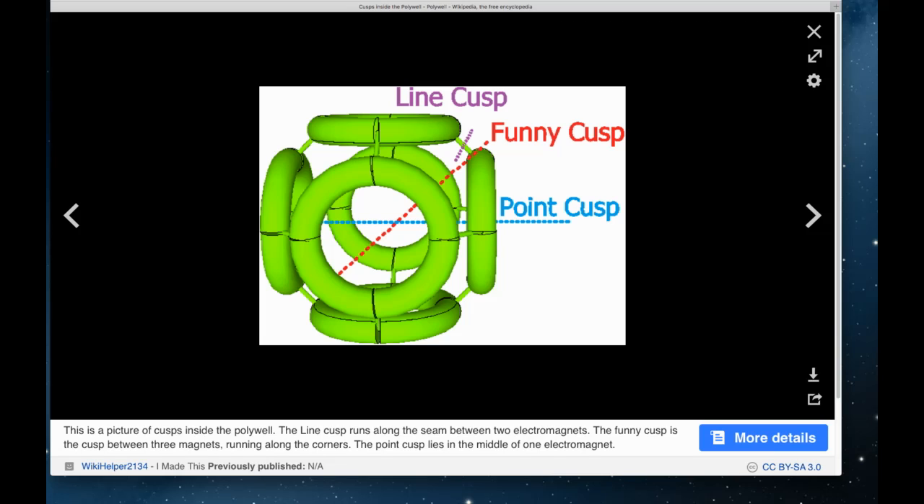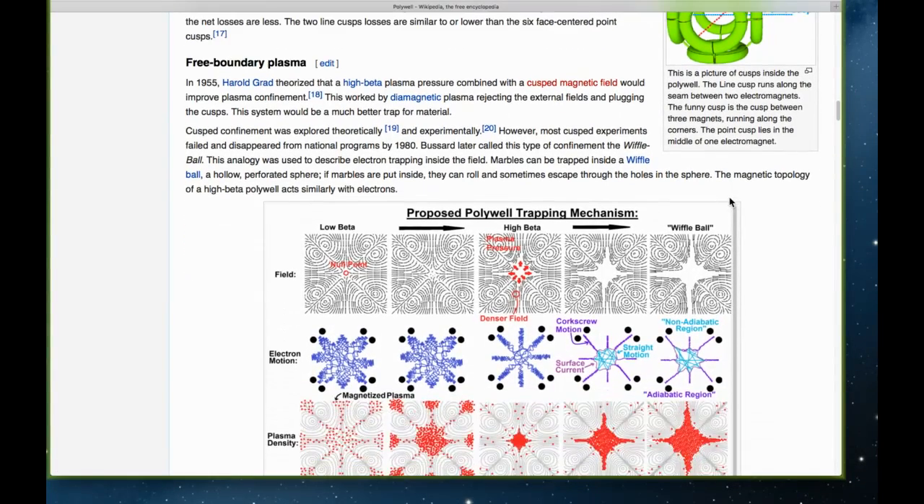Okay, good. The line cusp is just like the polywell. Right. So they have these three different cusps, they call it. I guess that's where you would have weaknesses or strengths of the electromagnets. One's called a funny cusp, which runs diagonal through these units. And the line cusp is just a straight one between the electromagnets, and the point cusp running through. Let's see a little more about that.